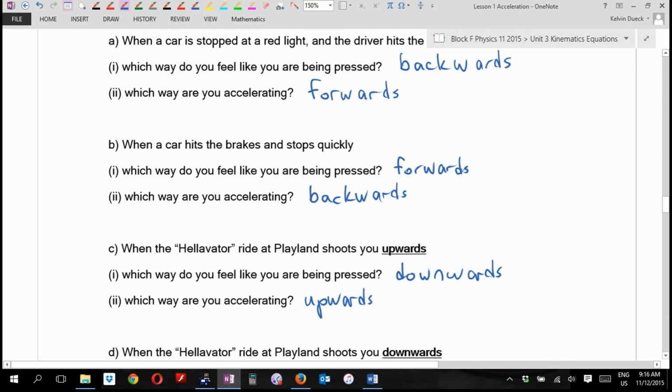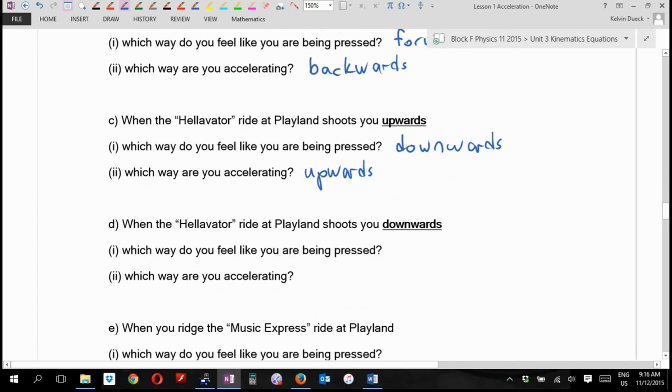Did your Science 10 teachers teach you this last year? Because this, to me, is fundamental. Whenever they ask me a direction question in Science 10, I just imagine I'm on the ride, and I say, which way do I feel like I'm getting thrown? It's the other way. Always. Also, when it's shooting you downwards, which way are you clearly being accelerated? Downwards. Which way do you feel like you're about to fly off, though? Upwards, right? So you feel like you're being pressed up, even though you're accelerating downwards.